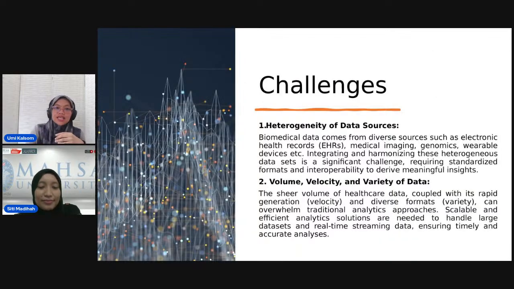Okay. Next, we see what the challenges are for data analytics specifically in biomedical engineering. First, it's about heterogeneity of the data source. Biomedical data come from diverse sources such as EHR, medical imaging, genomics, wearable devices, etc. So integrating and harmonizing this data is a significant challenge. It requires standardized formats and interoperability to derive meaningful insight.